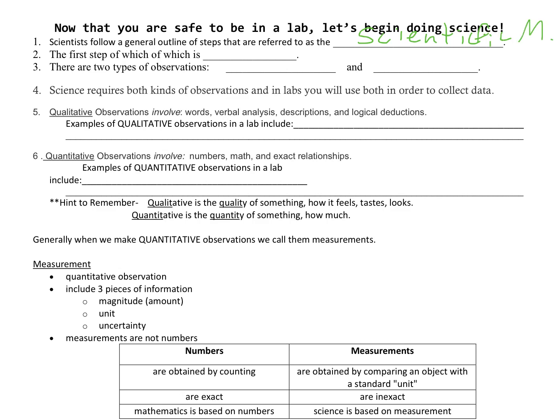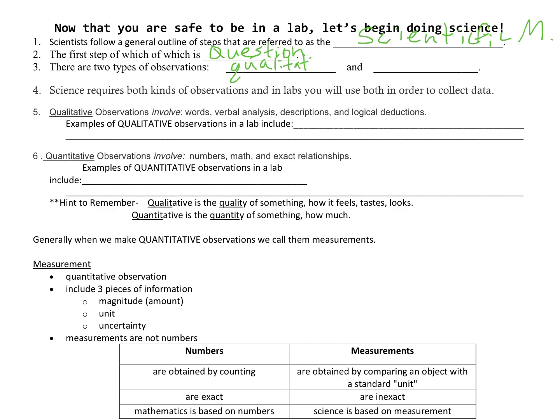The first step of which depends on who taught you. You were either taught that the first step is to question or to hypothesize. Both are correct. So the first step is to question or hypothesize. There are 2 types of observations. You've probably learned this, you might have forgotten, but if you look down at number 5 and 6, it kind of gives you a hint. My 2 types of observations are qualitative and quantitative.